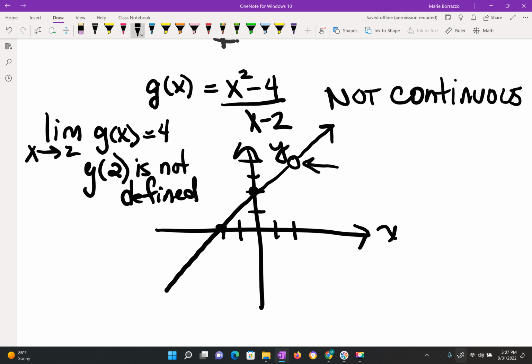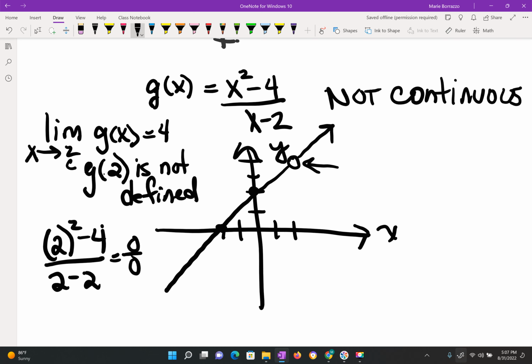What do you mean by x equals c? This is c. That's your c term. So you notice I'm talking here about x equals c, so x equals 2. I'm not approaching from the right or from the left. I'm simply at number 2. So g of 2 is not defined, because if I substitute in 2 squared minus 4 over 2 minus 2, notice that I get an indeterminate form. So I would have to factor it. So there is a hole. And that's what we say is not defined.